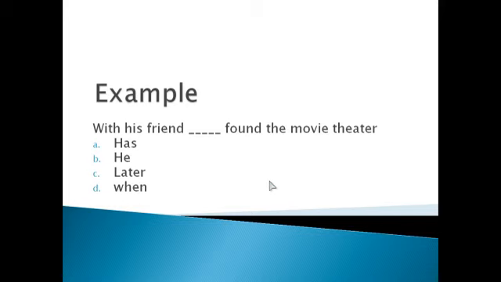So, if we answer A, C, and D, they are not correct because they cannot be subjects. So the best answer is B, he, because he is a subject.